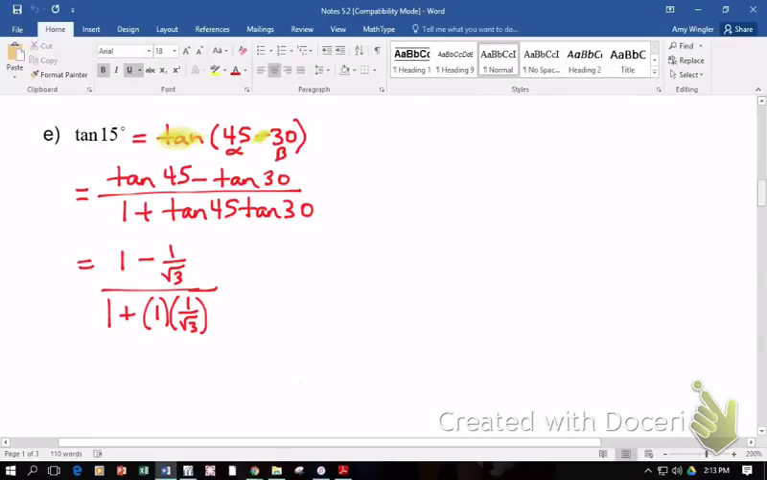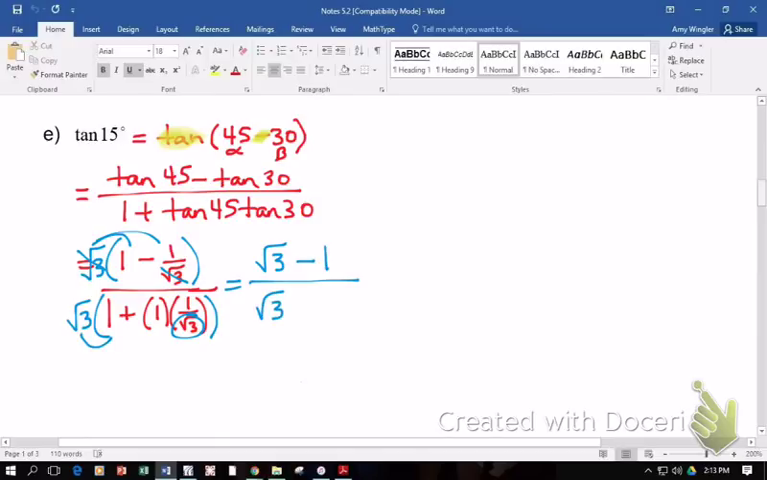So now I have a complex fraction, so I'm going to have to get rid of the denominator in my denominator, and to do that, I'm going to multiply top and bottom by the denominator in the denominator, which is radical 3. I need to distribute this, so I get radical 3 times 1, which is radical 3, minus these radical 3's cancel, so I'm left with just minus 1, over radical 3 times 1, which is radical 3, plus radical 3 times all this will cancel the radical 3's, and I'm left with just 1.